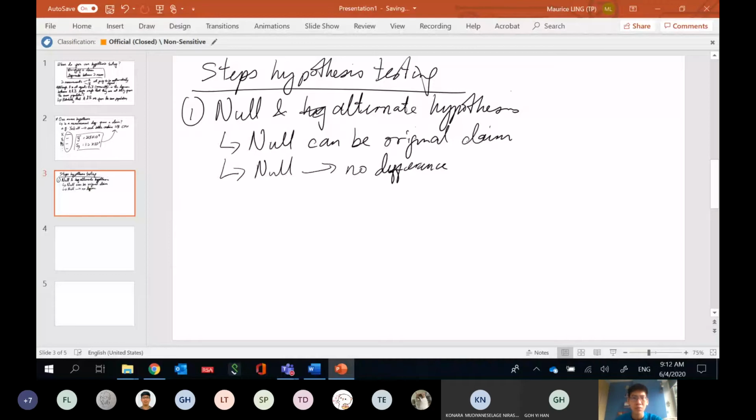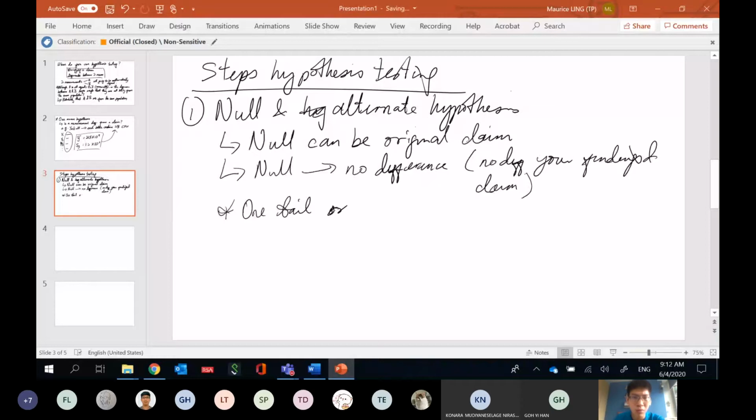Okay. That means there is no difference between your findings and the claim. Okay, so that's null hypothesis. Alternate hypothesis means that there is a difference. What you found is actually different from the claim. Here you also have to decide whether it is a one-tail test or two-tail test. Okay, so later we'll come to talk about it. You'll see the difference between one-tail test and two-tail test.